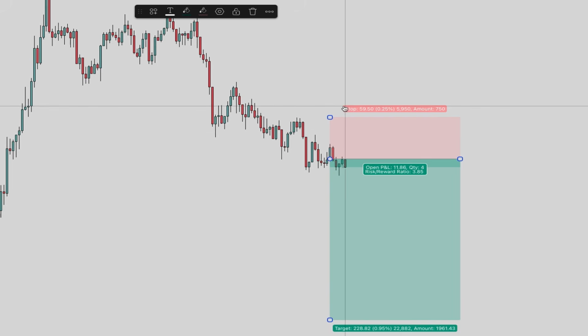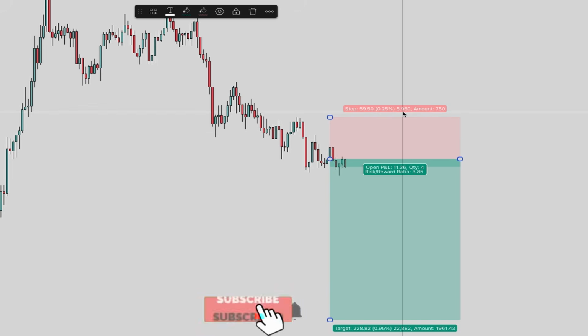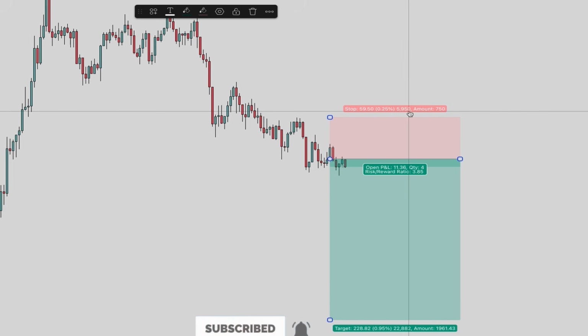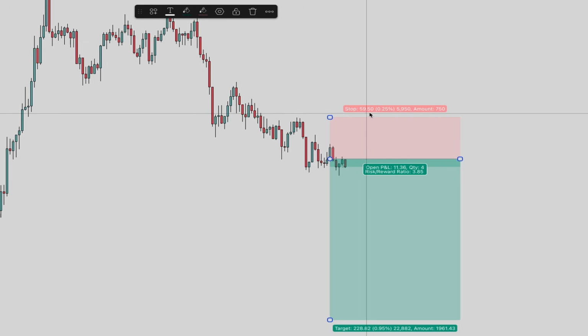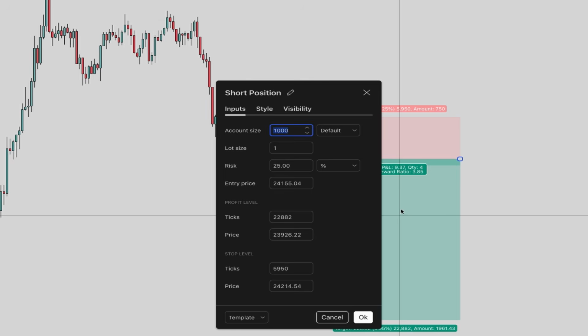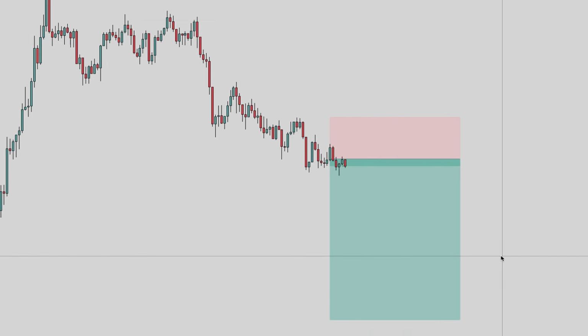And here, it calculates for you. If you divide this 5,950 by 100, it will give you 59.50 pips of a stop loss. So for the indices, divide the value that you see. If you double click this and you go to ticks or profit level here and you see the ticks, divide the ticks by 100 for both profit level and stop level. Divide them by 100 so that you can get the exact pips that the index is going to move.